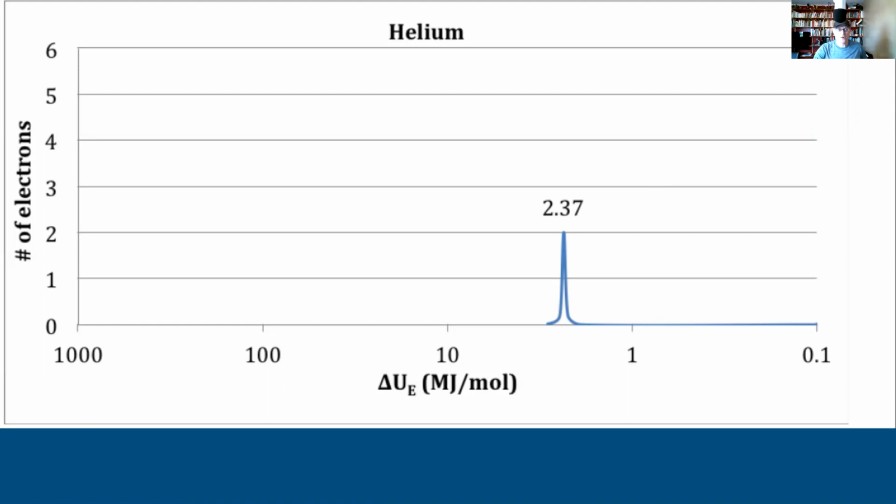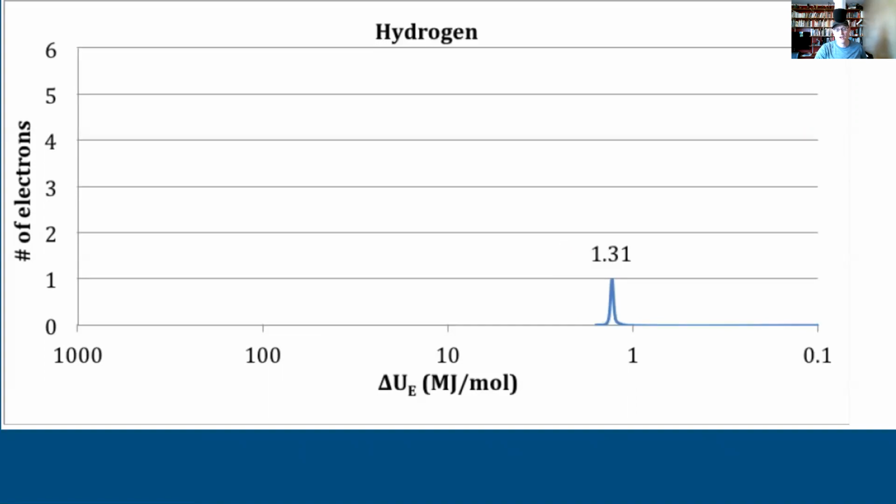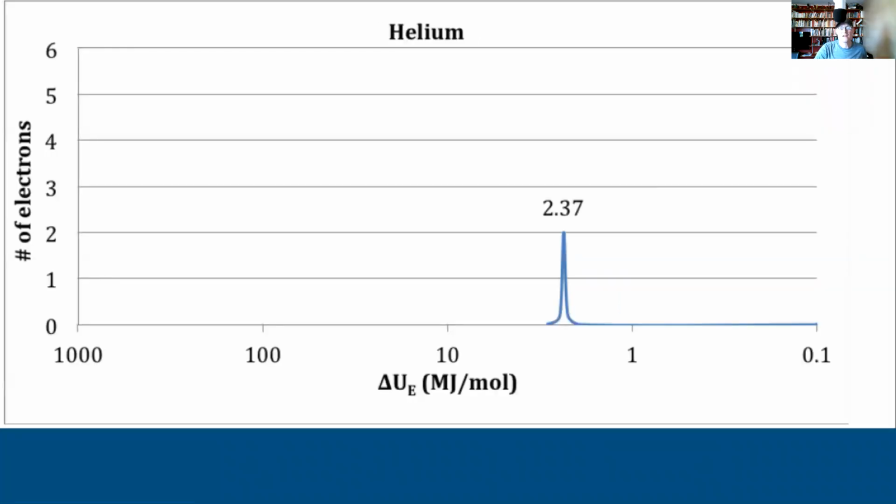So you'll notice with helium, though, with helium I have one peak still as well, but the energy went up, or the size of the peak went up, because I have 2 electrons that are going to be doing that. So if I compare back and forth between these two, you'll notice that there's some other effect that's going on here as well. Hydrogen's is at 1.31, while helium's is at 2.37.